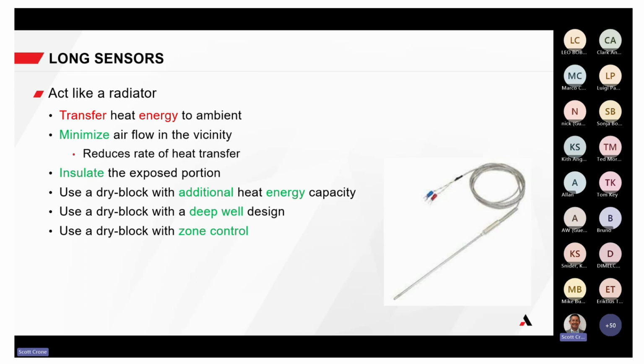Think about when you're trying to cool down a spoonful of soup. You blow on it to increase the airflow across it and cool it down more quickly. You can insulate the exposed portion, and we'll talk about types of insulation a little later on. But you can also use a dry block with additional heat energy capacity to make up for that loss, or a deep well design, which might even be better, or a dry block with zone control, which is going to be the ultimate solution. That's all going to be beneficial if you're testing this kind of sensor.